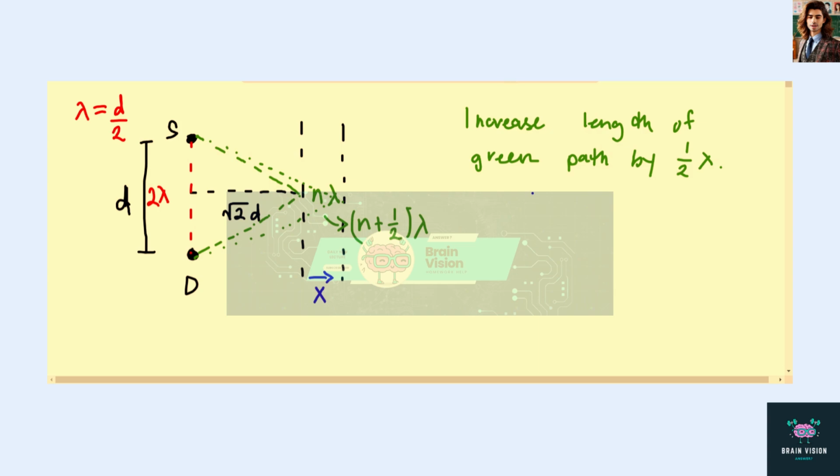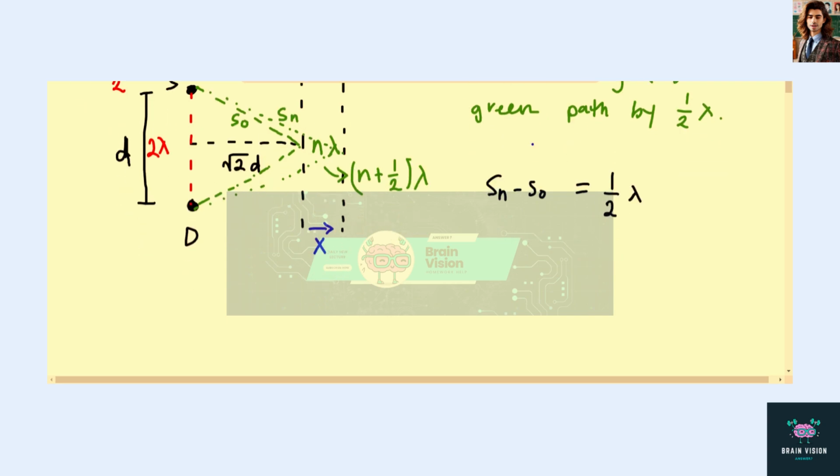So what we want is for the old path, I'm going to call the length of the old path S0, and the length of the new path, I'm going to call that Sn, to differ by 1/2 of a wavelength. So I can create an equation out of that. Sn minus S0 is equal to 1/2 of a wavelength. And we know that a wavelength is equal to d/2, so we can substitute that in, which makes the right-hand side d/4.